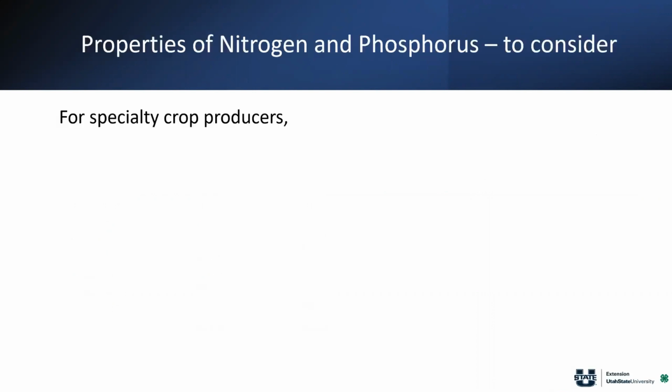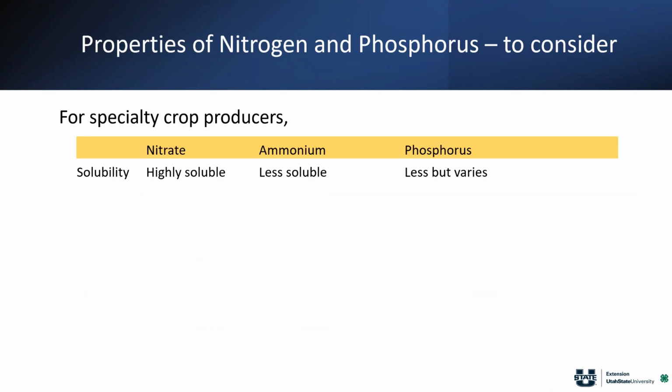So moving forward, for a specialty crop producer, when we talk about any kind of landscape growers, when we talk about the properties of nitrogen and phosphorus to consider, these are some of the properties, like solubility. When we talk about solubility, nitrate is highly soluble. Ammonia is less soluble, and phosphorus varies depending on feedback. So this phosphorus is complicated.